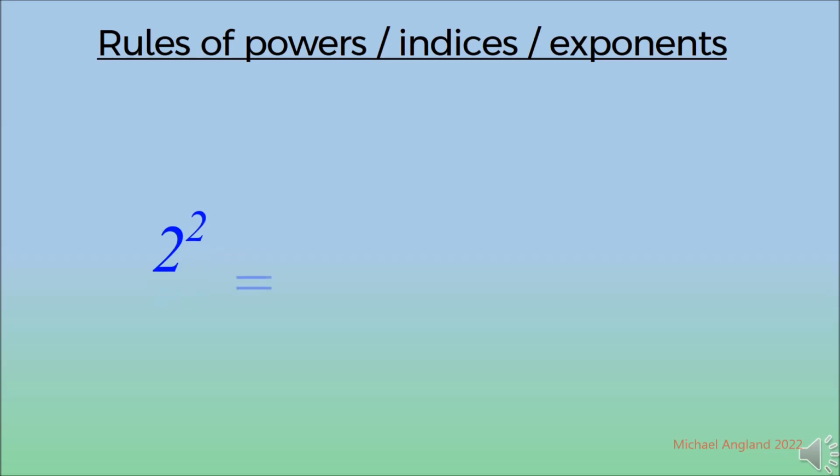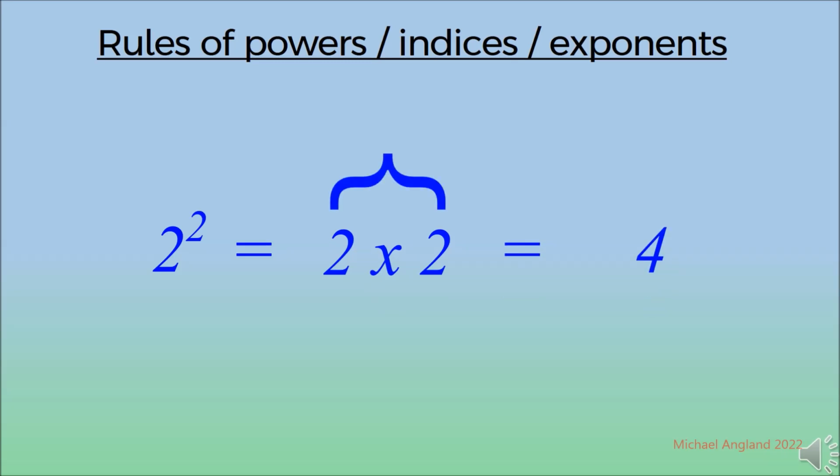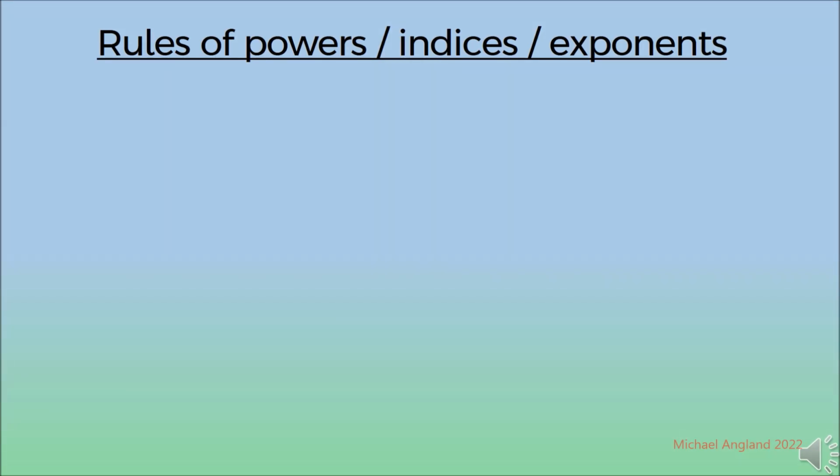Here's an example. 2 to the power of 2 is equal to 2 times 2, which is equal to 4. So the little superscript 2 means that we have the number 2, the base 2, multiplying itself twice. Here are some further examples. 2 cubed, or 2 to the power of 3, is 2 times 2 times 2. So we have 3 lots of 2 multiplying themselves, which gives us 8.